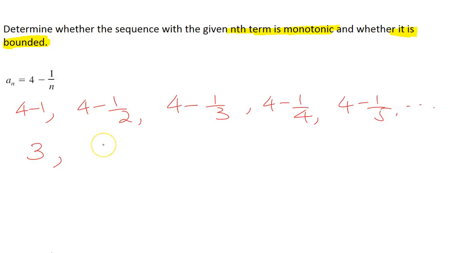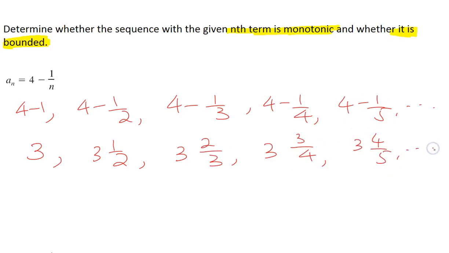4 minus a half, that's 3 and a half, right? 4 minus a third, 3 and 2/3. 4 minus a fourth, 3 and 3/4. 4 minus a fifth, 3 and 4/5. Is that right, guys? So look, isn't this increasing, guys?